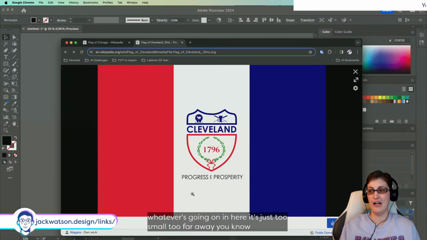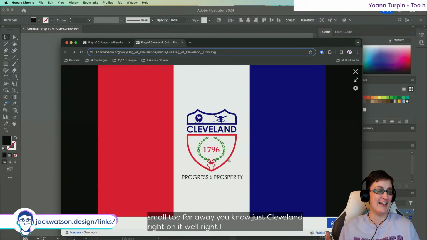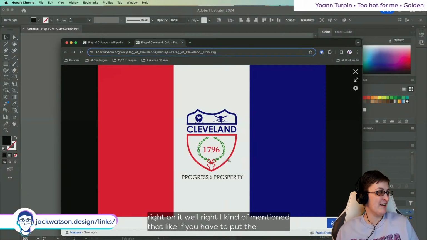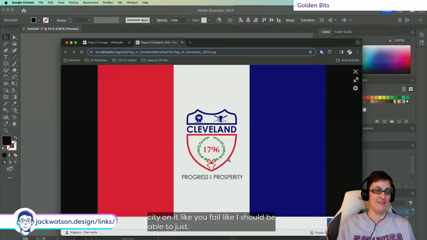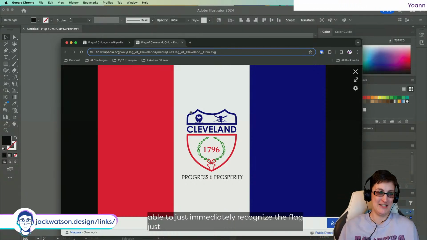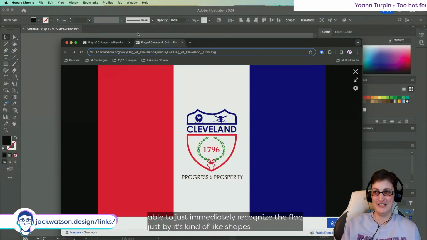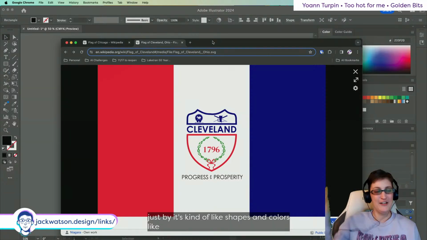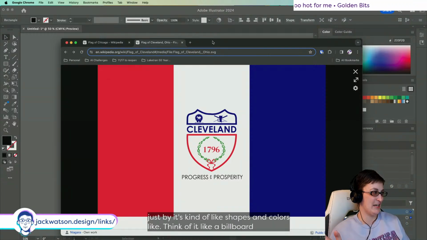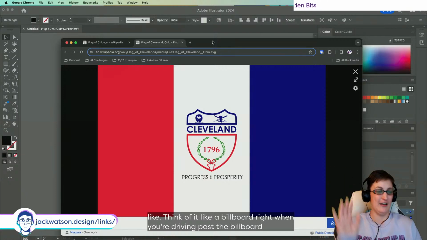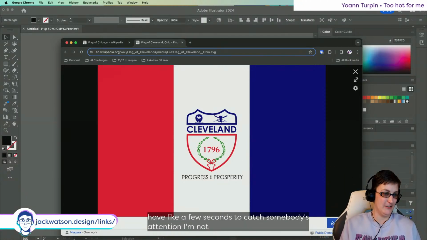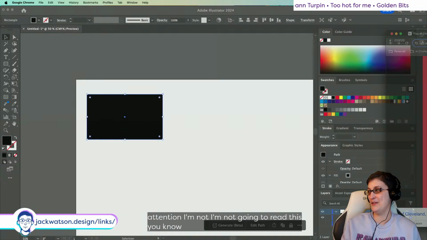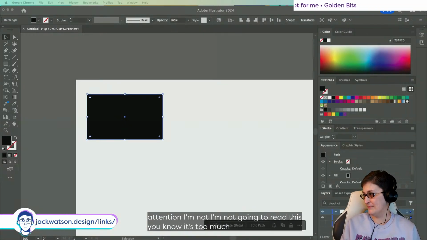It says Cleveland right on it. Well, right, I kind of mentioned that. If you have to put the name of the city on it, you failed. I should be able to just immediately recognize the flag by its shapes and colors. Think of it like a billboard, right? When you're driving past a billboard, you only have a few seconds to catch somebody's attention. I'm not gonna read this, you know? It's too much. There's just too much going on, right?